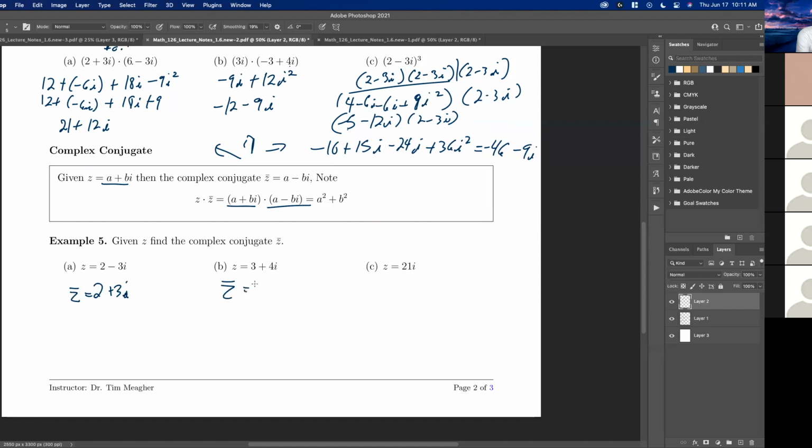Here, if it was positive, this would be 3 minus 4i. And here, if there is no real part, you just negate the imaginary part, and that's it. So minus 21i. Okay, so that's the end of this page. I'll let you guys copy that down. Then we'll get to our last page of notes for the day.